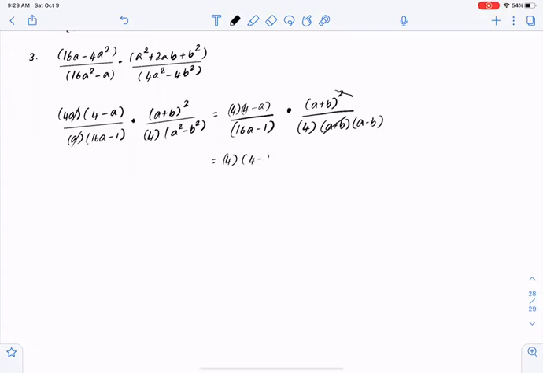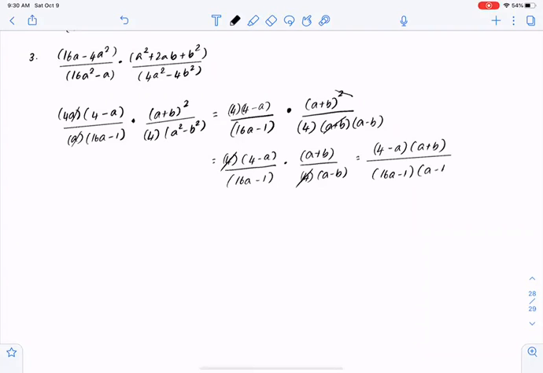So I will have 4 over 4 minus a, times a plus b over 4 times a minus b. The only thing that we can get rid of at this point would be 4. So we have 4 minus a times a plus b, divided by 16a minus 1 times a minus b.